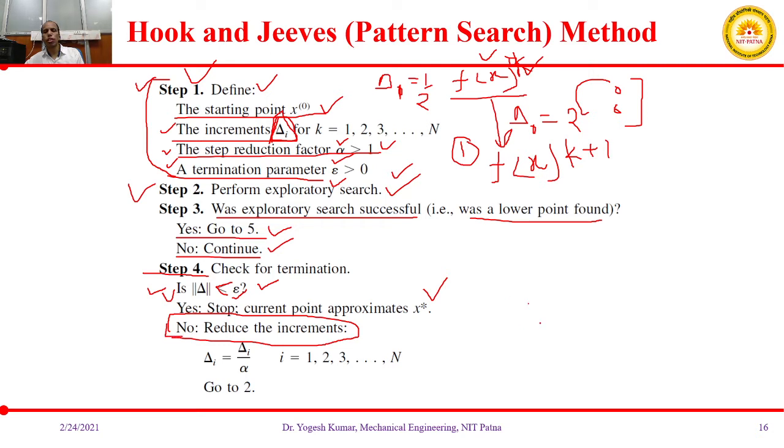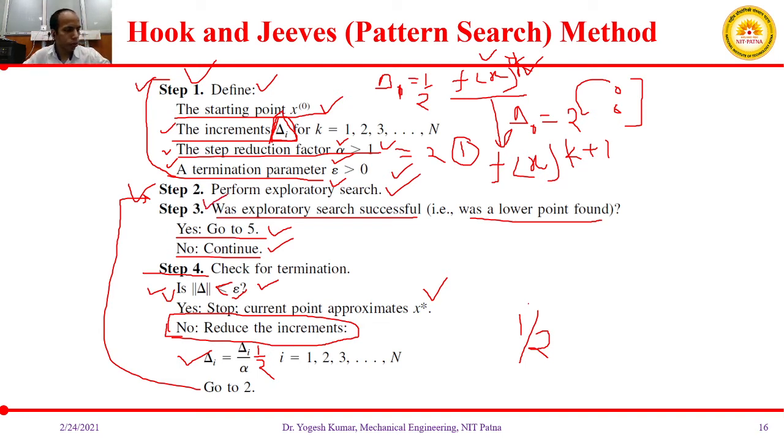Suppose previously it was 1, and you want to reduce it by some reduction factor, say 2, then the next step size will be 1 by 2. So this will be 1 by 2, and again you will go to step 2 after reduction of your step increment, and you will again do the exploratory search.